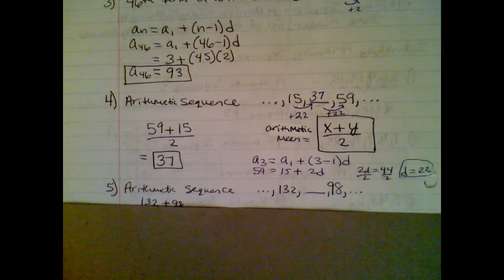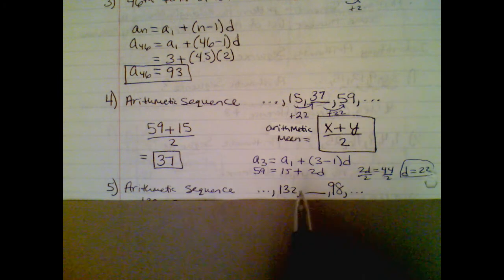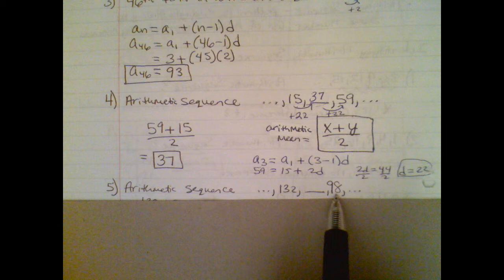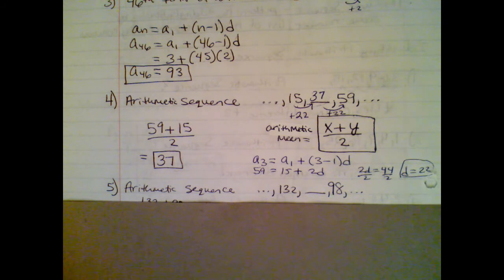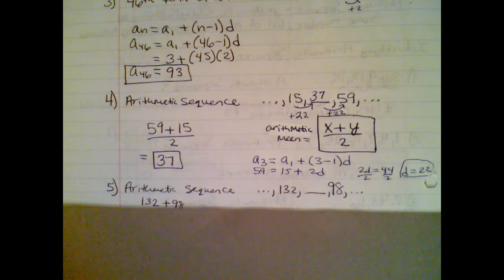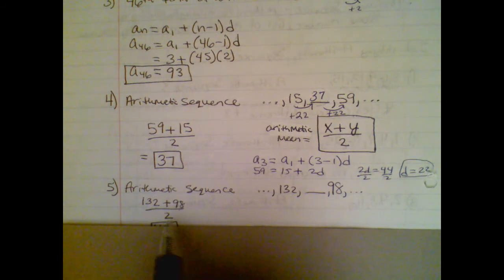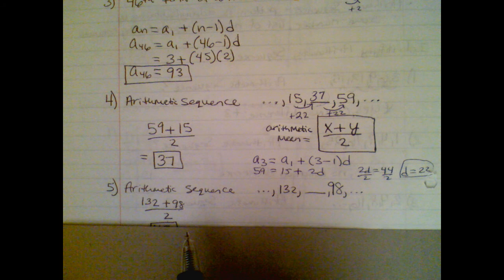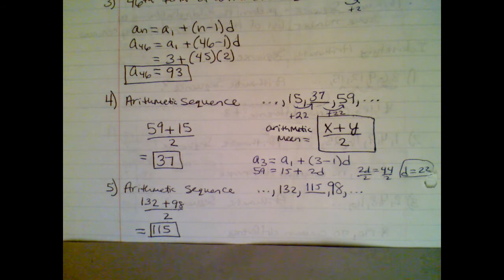For this next one, you can choose whichever method you would like. It's 132, skip a number, and then 98. If we want to choose the arithmetic mean, we would just add those two numbers, divide by 2. So 132 plus 98, divide by 2, and we get 115. If we do this method, then we're going to get that missing middle number.